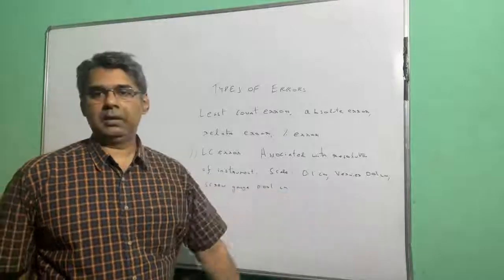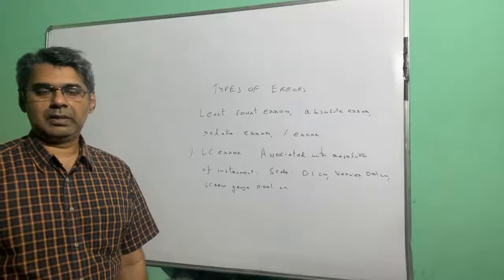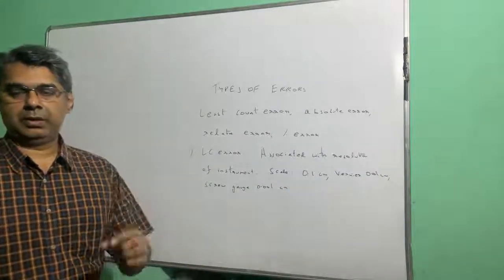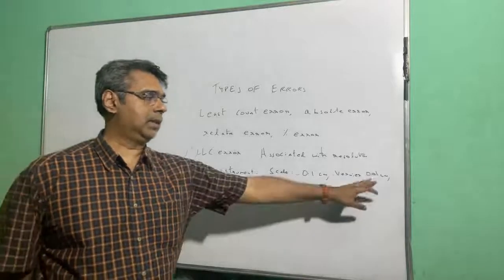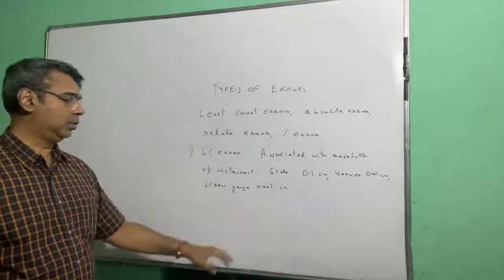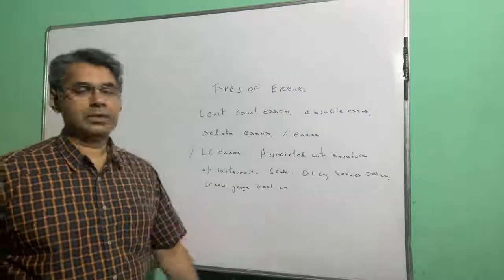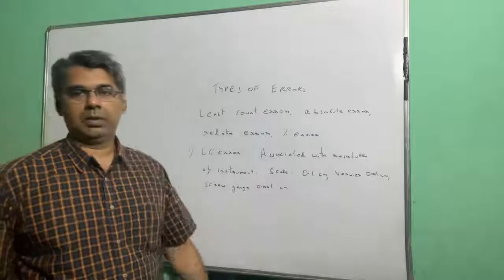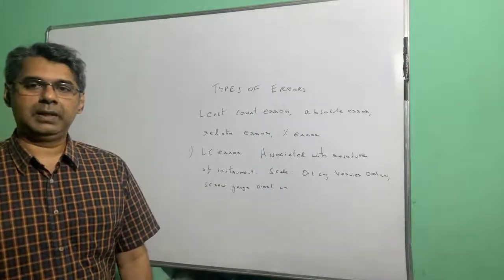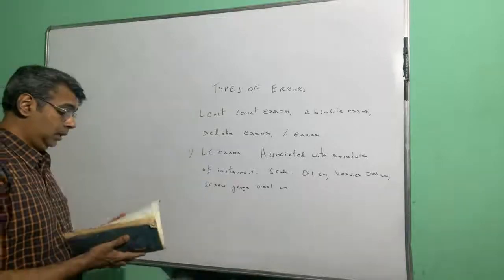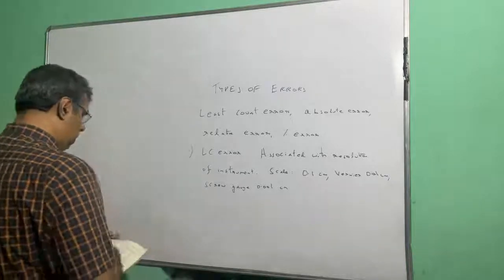Then you have vernier. Vernier is 0.01 centimeter. In a vernier, this is the smallest unit, so this is the maximum error you can make, 0.01 centimeter. Then you have screw gauge. In a screw gauge, it is 0.001 centimeter. This is the least count. That means this is the maximum error you can make in a screw gauge, 0.001 centimeter. So this is number one, least count error.